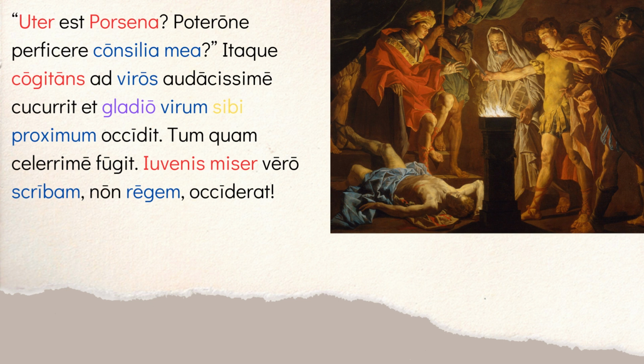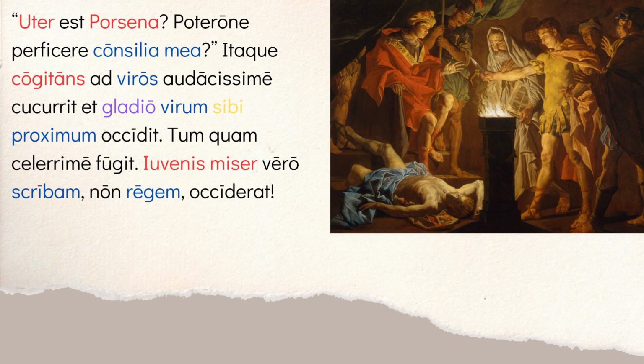So with a sword, he occidit, he killed the virum, the man, proximum sibi. So proximum means like nearby, and sibi here means to himself. Remember, near takes a dative, right? Because you're near to something. It's one of those special adjectives. So proximum is describing the virum, and sibi is just saying who he was near to. So he killed the man near to him, right?